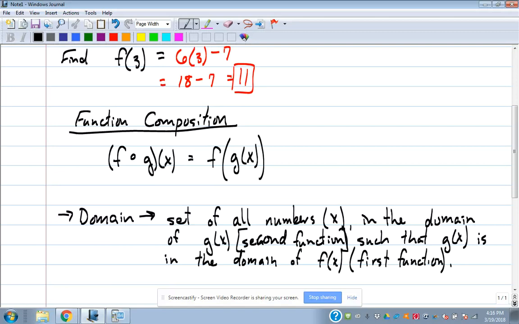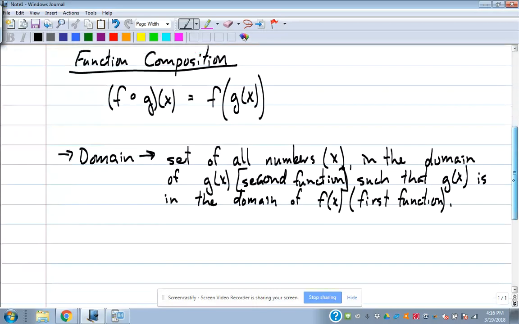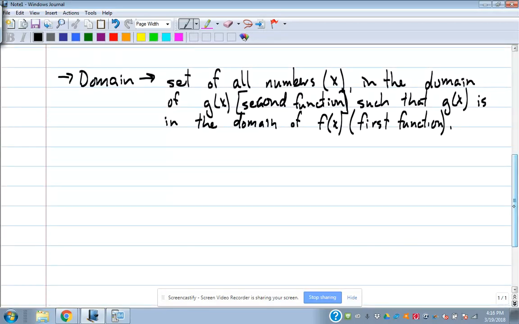If there are no restrictions on either of those functions, then we don't have any restrictions on the composite function. But if there are restrictions on the second function or the first function, then we're going to have some restrictions on the composite function. It makes sense that if there are restrictions on the pieces, there's got to be a restriction on the whole thing. So let's look at example B.